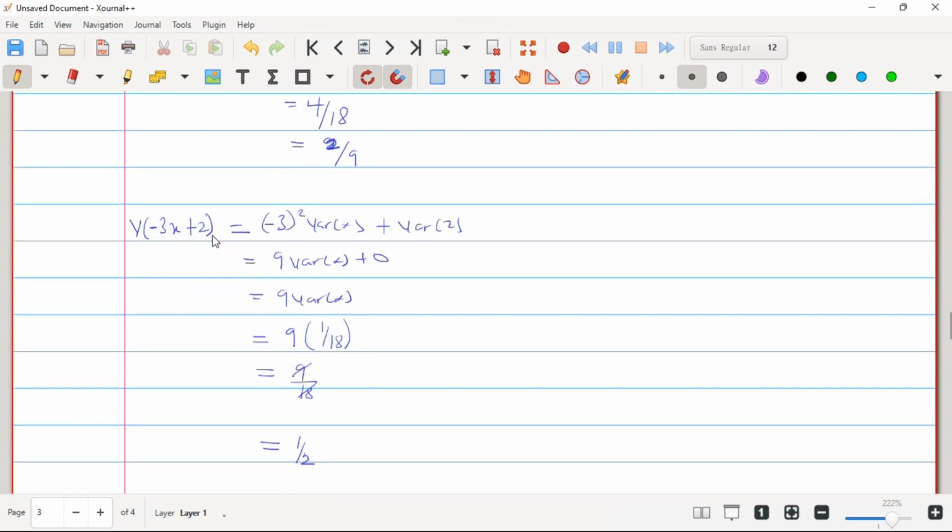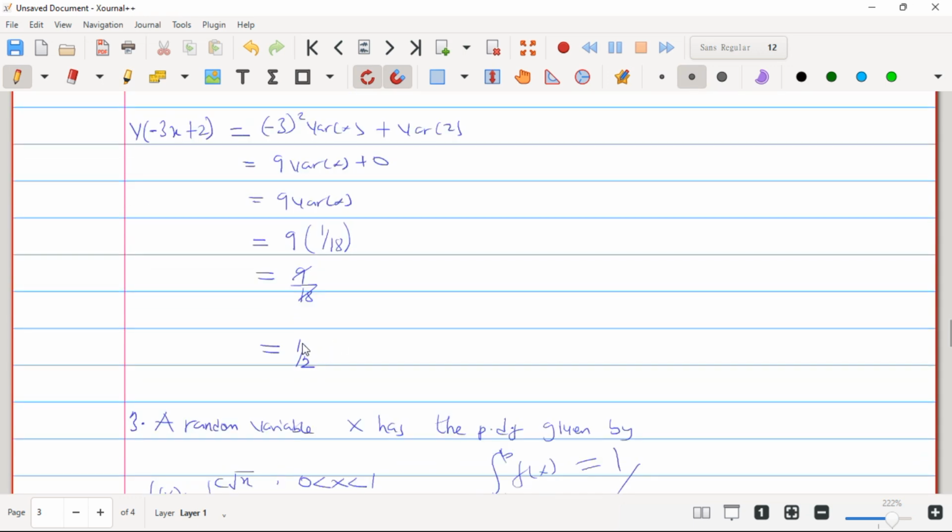That's the same thing that we are going to do for the next one, right? So here once you expand, our variance of a constant will be 0, and then the negative 3 will come out. You square and you get 9 times the variance of X. So 9 times the variance of X gives us 9 times 1 over 18. Then we are going to get 1 over 2, right?